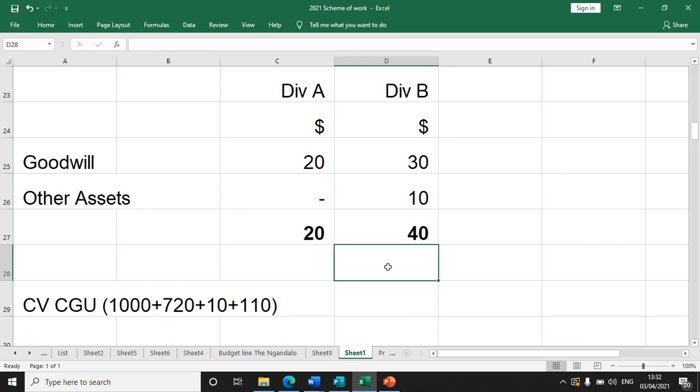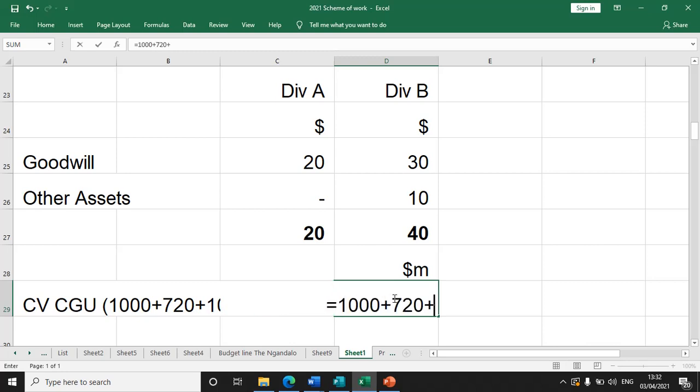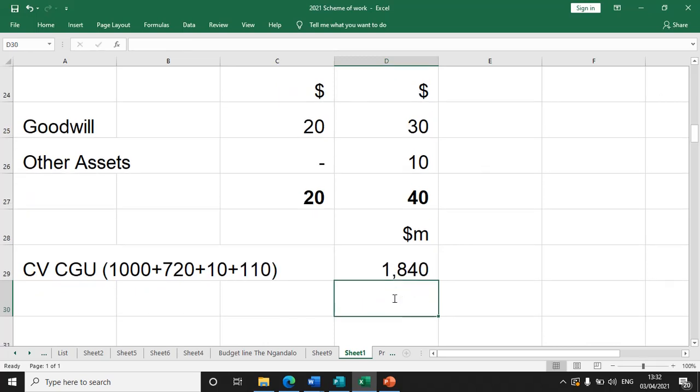Okay, these are millions of dollars, of course. I'm going to just write something like that. Okay, there. So what do we have again? 1000 plus 720 plus 10 plus 110. I've got that figure. Now what is the recoverable amount of the entire group? It's given the amount in the question. Please count check with me.